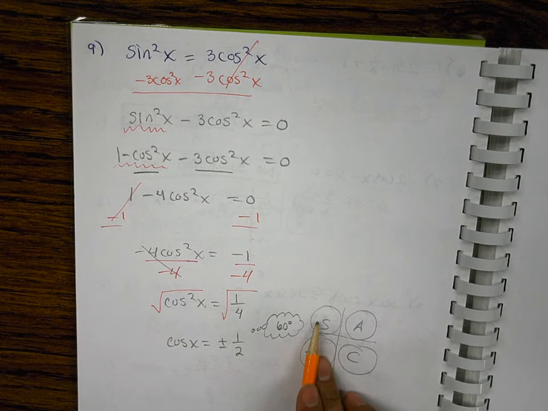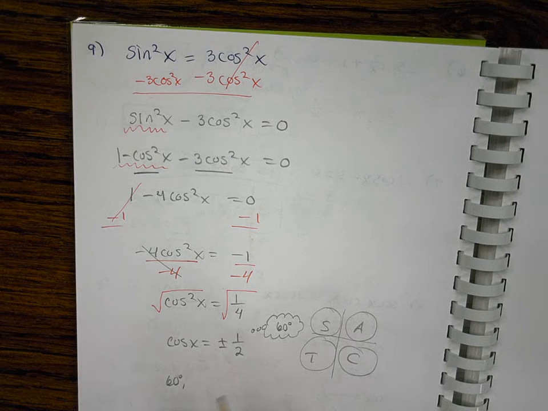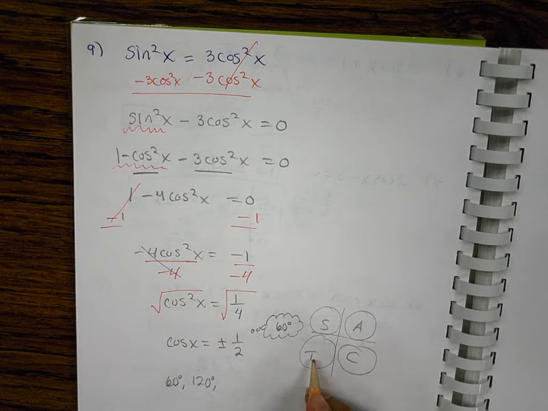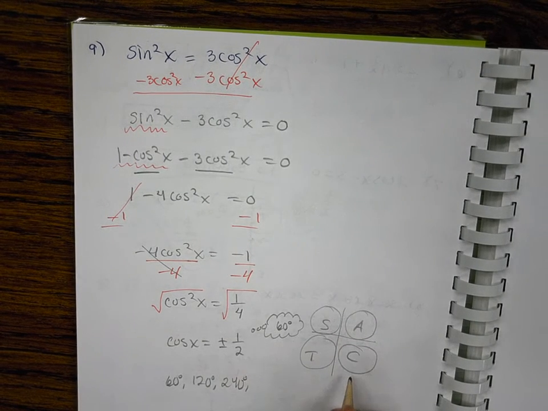And quadrant 1 is obviously 60. Quadrant 2 it is 120. And quadrant 3 it is 240. And quadrant 4 it is 300.